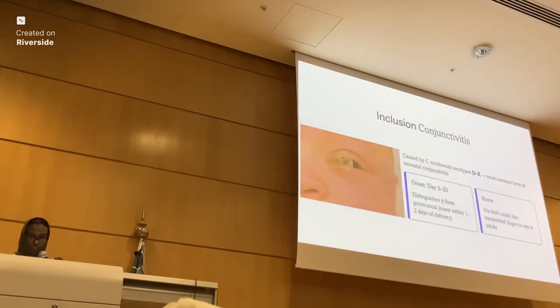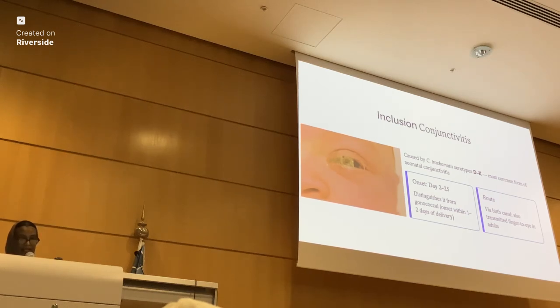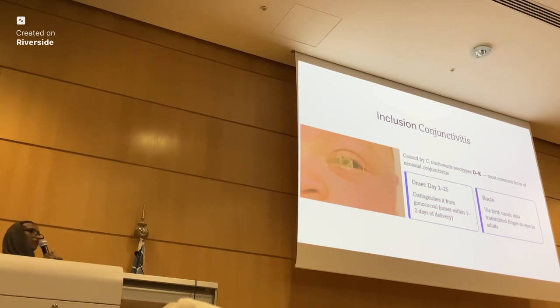All right, another condition is what we call inclusion conjunctivitis. This is caused by Chlamydia trachomatis serotypes like D to K, okay? It is the most common form of neonatal conjunctivitis. It's associated with chlamydia, which we already mentioned, so mainly Chlamydia trachomatis is the causative agent. It's mainly seen in neonates because, remember, we say chlamydia is a sexually transmitted disease, so neonates can get it from the mother.